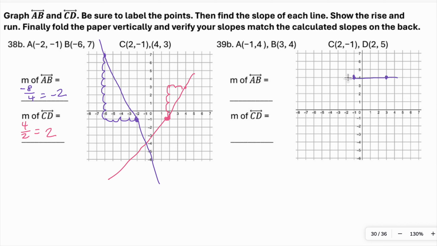So we can see that that is a 0 slope. And then C is 2, -1, D is 2, comma 5. This one is a vertical slope or undefined. So you can see that those are going to be perpendicular. Okay.